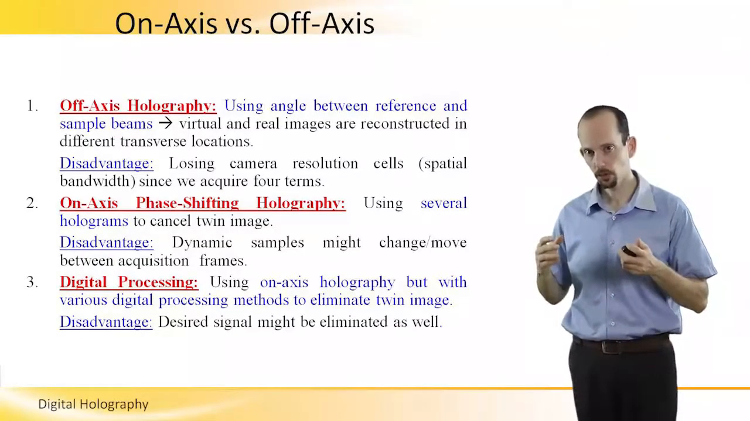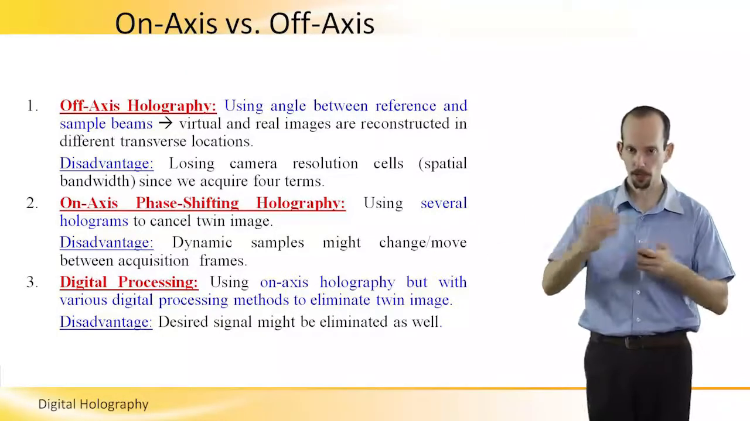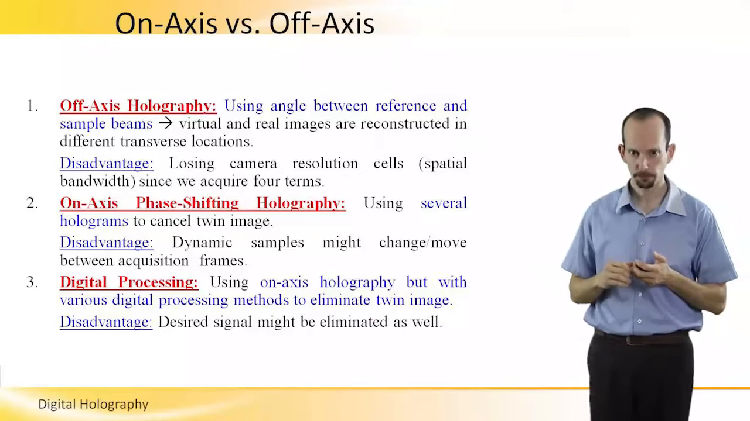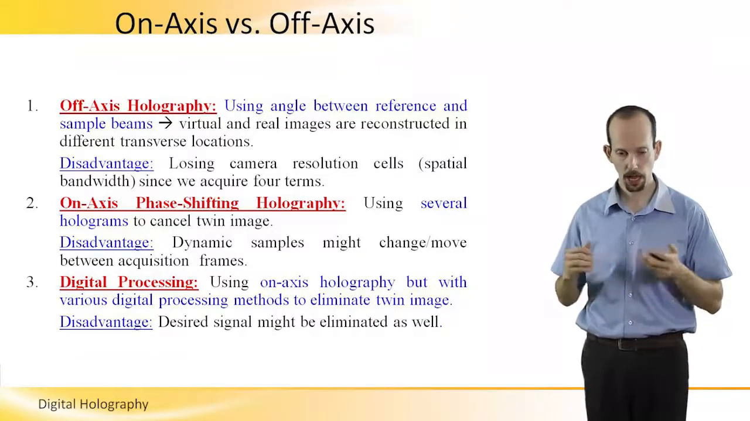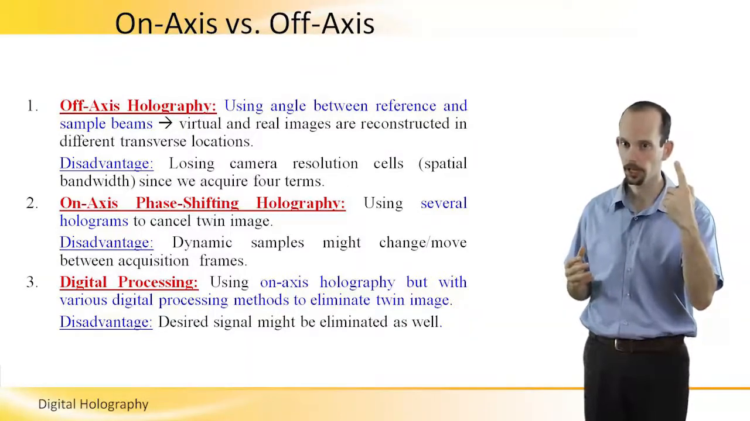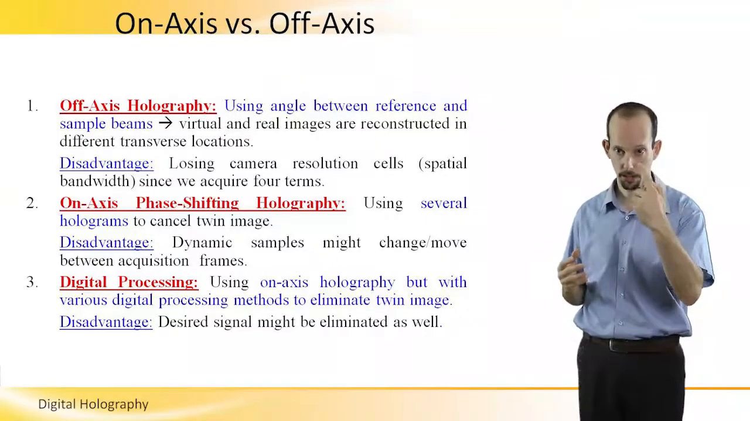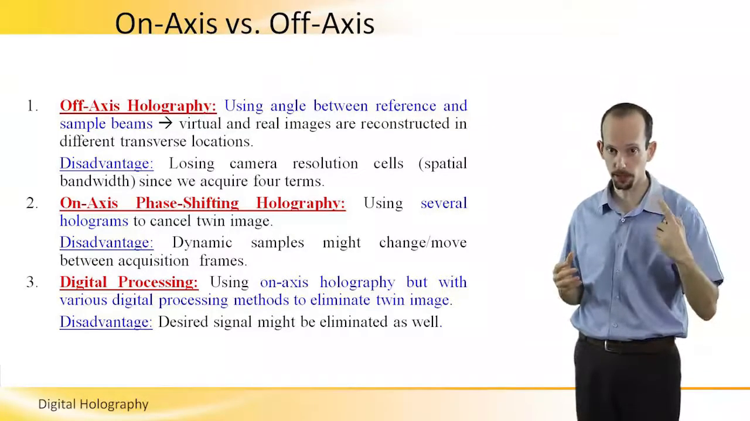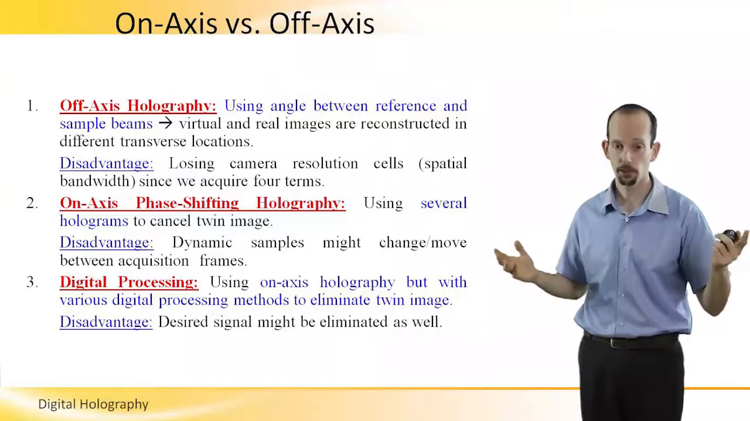But actually we are capturing all 4 elements, and these 4 elements are separated in space, and it actually means that we only need 1 frame. But the disadvantage here is that we are losing camera resolution cells, because we need more pixels, we need more spatial bandwidth from the camera since we need to acquire these 4 terms.